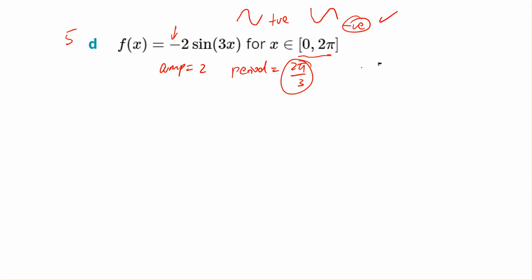If I double it, 2 pi on 3 doubled is 4 pi on 3. Triple 2 pi on 3 is 6 pi on 3. What's 6 pi on 3 equal to? 2 pi. Okay, so how many lots of these patterns can you fit into this graph? You can fit in 3 patterns.